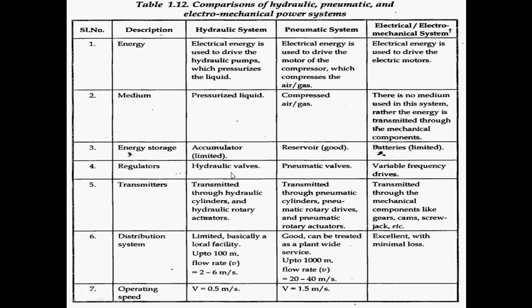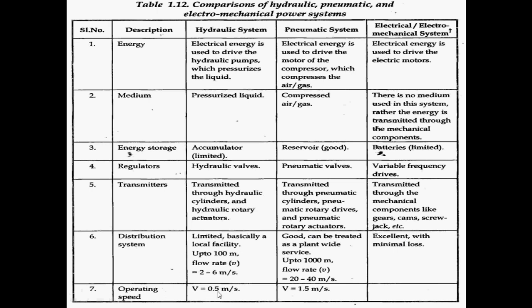Then the regulator: hydraulic valves for the hydraulic system, pneumatic valves for the pneumatic system. For the electric system we require a variable frequency drive, that is called VFD. Then transmitters: transmitted through hydraulic cylinders and hydraulic rotary actuators. In the pneumatic system, transmitted through pneumatic cylinders. Transmitted to mechanical components like gears and cams, which is possible through electro-hydraulic or electromechanical systems. The next is the distribution system, which is limited for hydraulic, good for the pneumatic system and excellent for the electric system. So there are differentiations there.